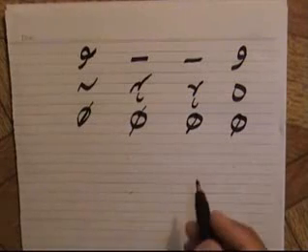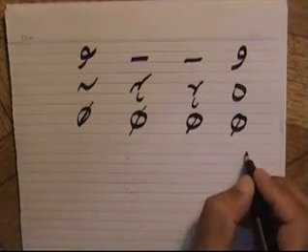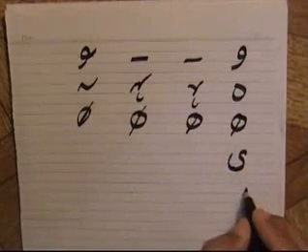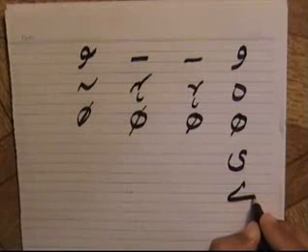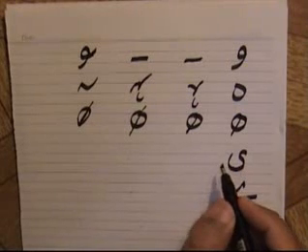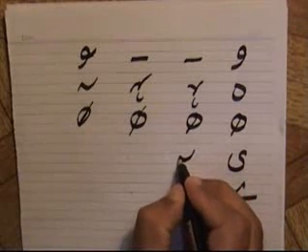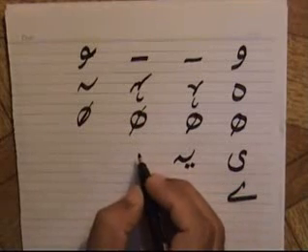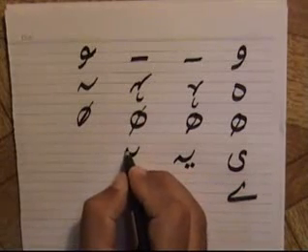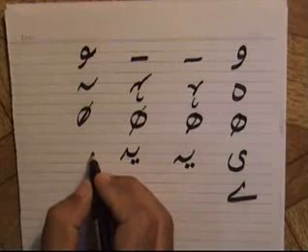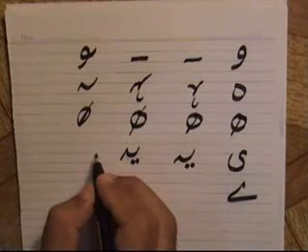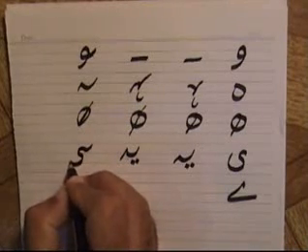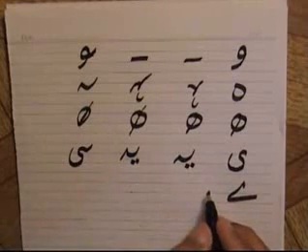Then we have choti ye and badi ye. Choti ye in the initial position is written like this. In the medial position it is written like this, and in the final position it is written like this. It has a connector in the beginning.